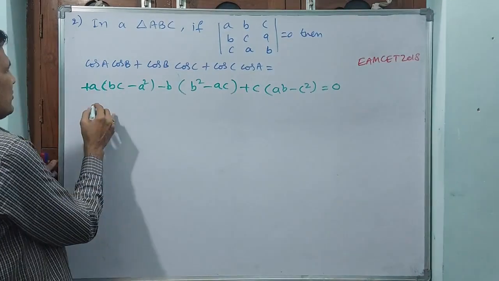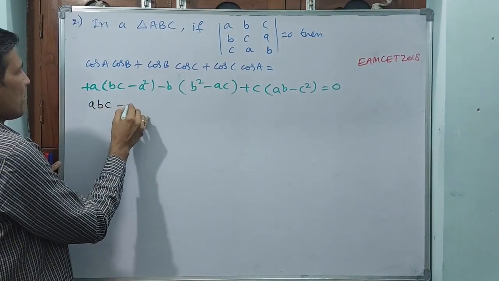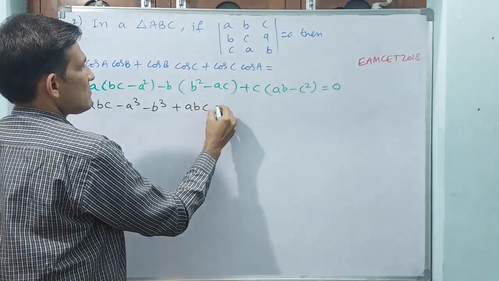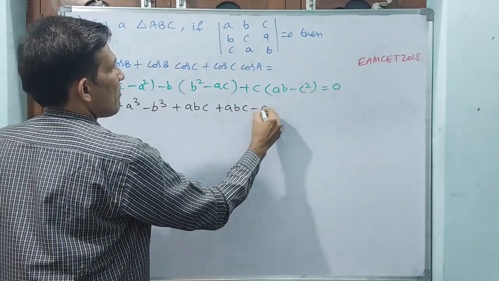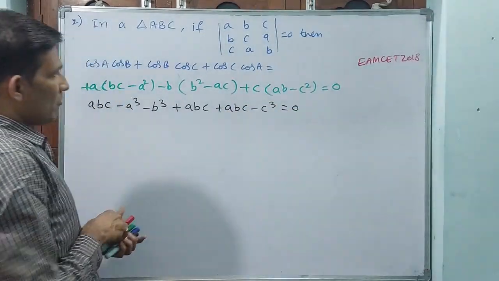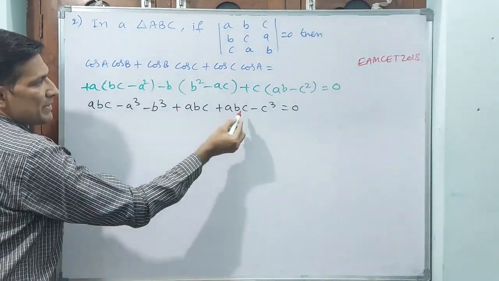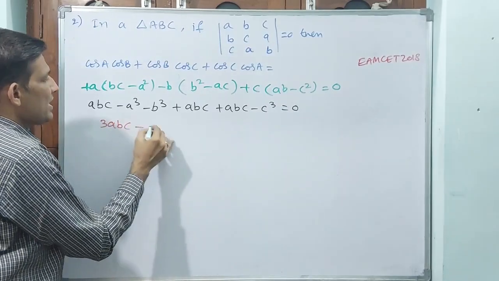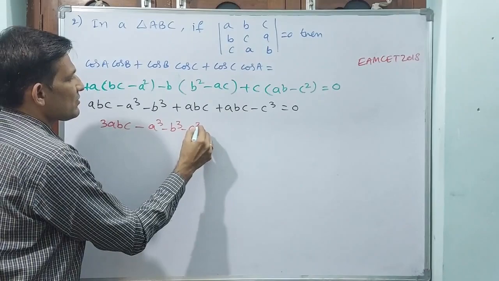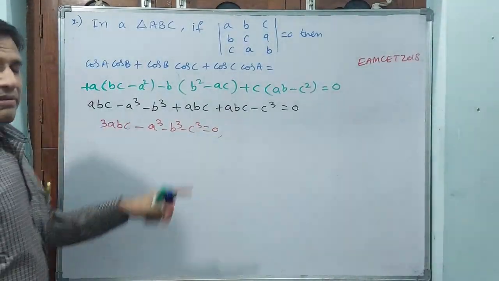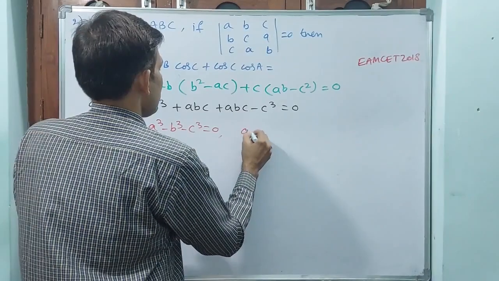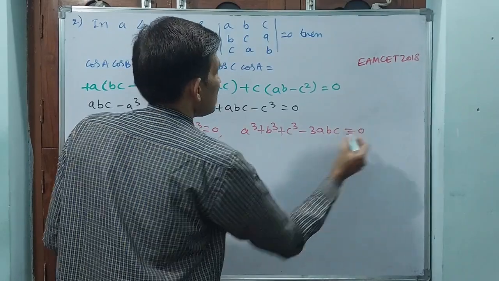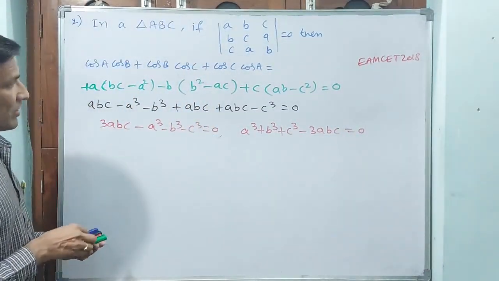See, abc minus a cube minus b cube plus abc plus abc minus c cube equal to 0. See, plus abc plus abc plus abc, shall I write 3abc? Minus a cube minus b cube minus c cube equal to 0. If I multiply with minus, or send to that side, what will happen? a cube plus b cube plus c cube minus 3abc is equal to 0. If it comes like this, how can we write this?